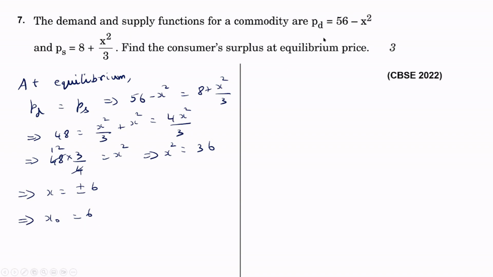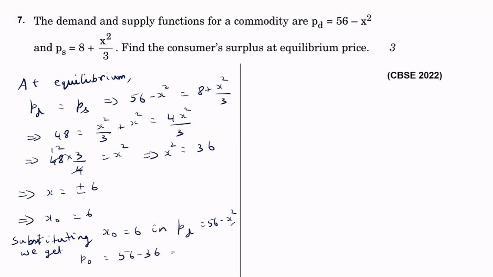We can substitute this in the demand function to find the equilibrium price. Substituting x naught equal to 6 in PD equal to 56 minus x square, we get P naught equal to 56 minus 36, which is 20. Therefore, P naught equal to rupees 20, and x naught is 6 units.